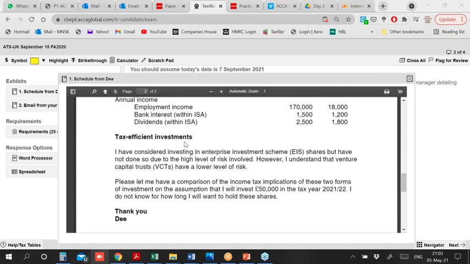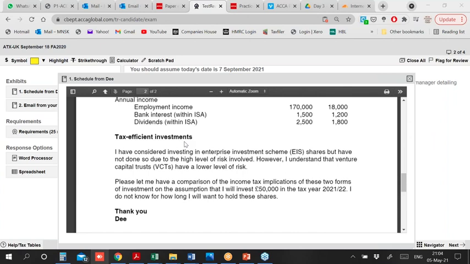Now, tax efficient investments. There was a separate requirement for them. I have considered investing in EIS shares, but have not done so due to the high level of risk involved, because EIS are normally new companies. If you remember, I'll take you to my notes after reading the requirements on what EIS are and what VCTs are. EIS are normally new companies, and that is why HMRC has given taxpayers certain advantages, because taxpayers are normally reluctant to invest in new companies, as they do not have that much experience. If their product or service is not successful in the market, the shareholders will lose their money. So to encourage shareholders to take the risk, HMRC has provided certain tax advantages on such small companies, which I'll be discussing later.